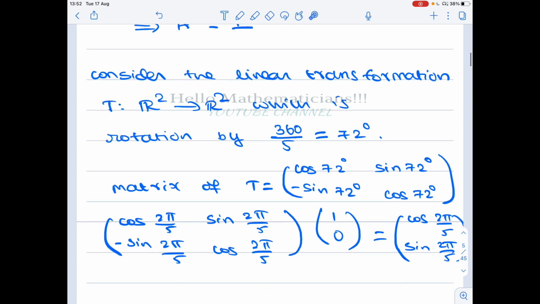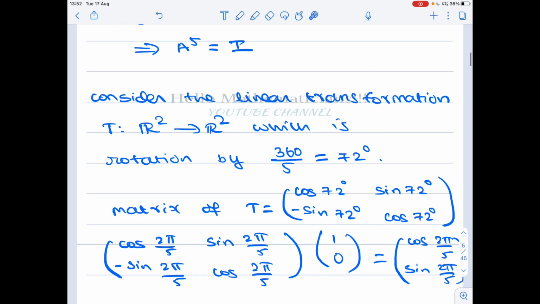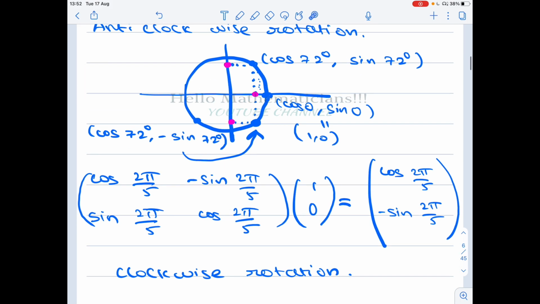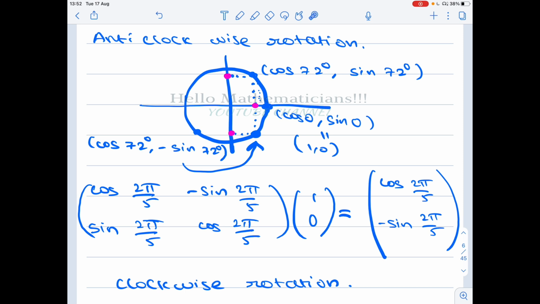Okay, so that is how it works. This particular matrix satisfies A to the power 5 equal to identity. You can play the game for any n, you just put the n here. Okay, so let's continue. You can pause here and check how this linear transformation works.